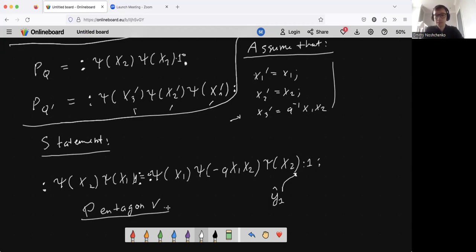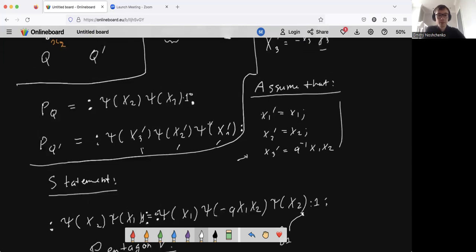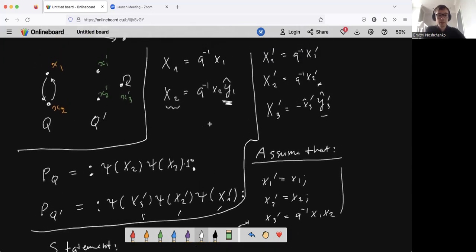Yes, so now the question is, can we generalize this? So we have seen that such an identity holds for a pair of quivers, but they're quite special. But can we make a similar statement, but for a pair of arbitrary quivers? And the answer is yes.